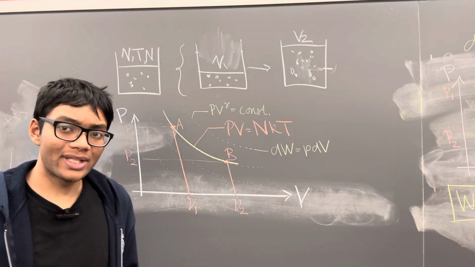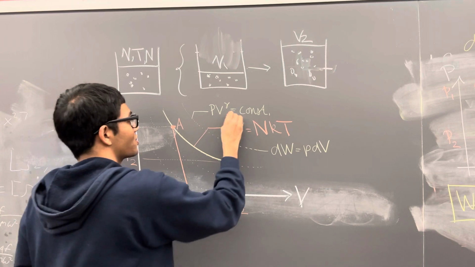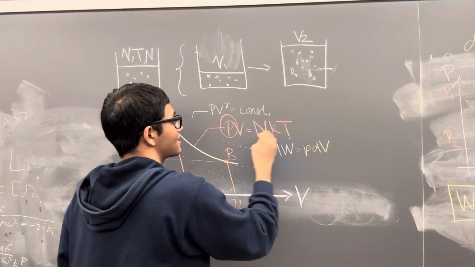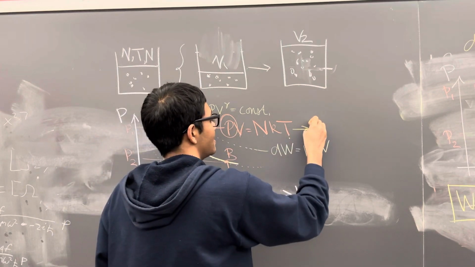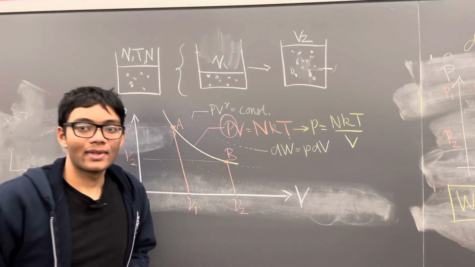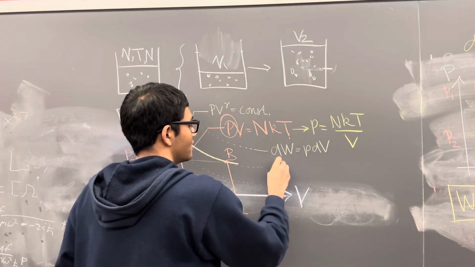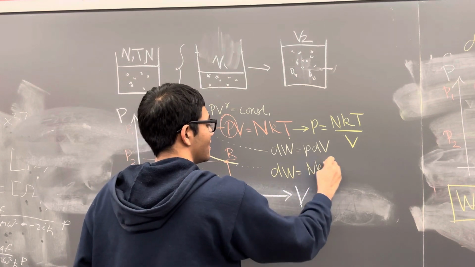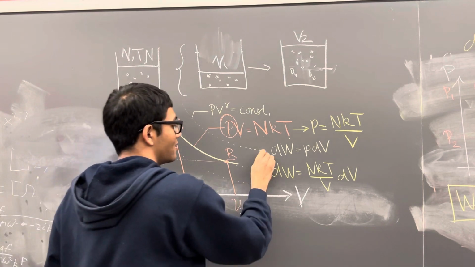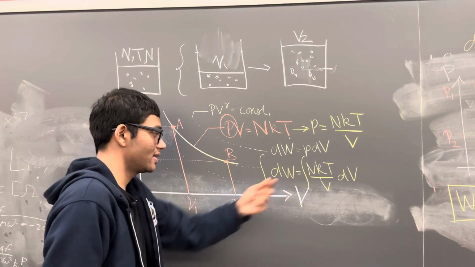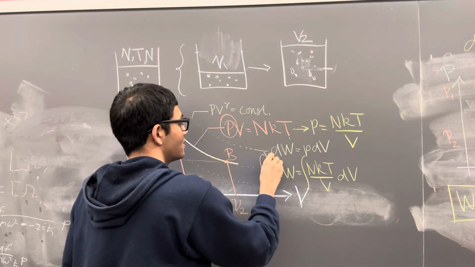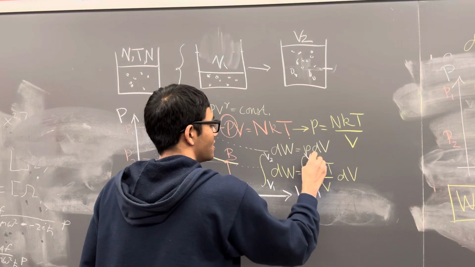But we also know from the ideal gas law what P is. The pressure in the ideal gas law can be expressed in terms of the number of particles, temperature, and the volume. So that means the pressure is NKT over V, right? And so we can substitute that in here so that dW is NKT over V dV. And so now we simply have to integrate both sides with respect to their corresponding variables. And we're going to integrate from the initial volume V1 to the final volume V2.